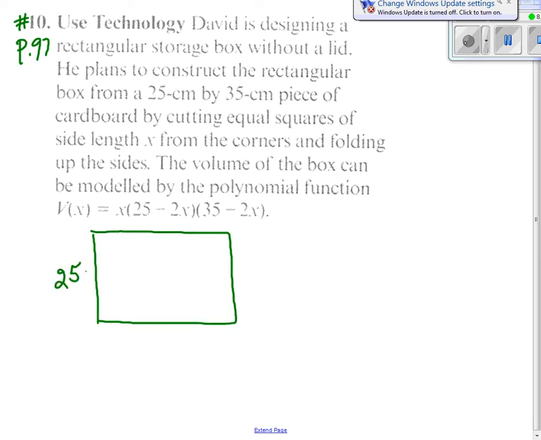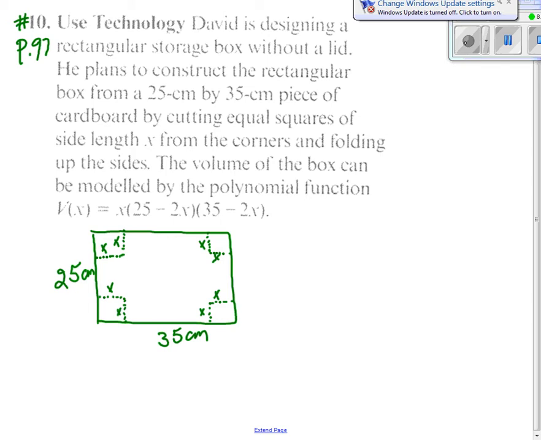So he started with a 25 by 35 centimeter piece of cardboard. And he's cutting equal squares of side length x from the corners and folding up the sides. So he is cutting out a square here and a square there. And because David is a mathematician, he uses the letter x, and he is cutting out x by x squares, all the same, whether my drawing looks like it or not, out of the cardboard. So that's the scenario we have.